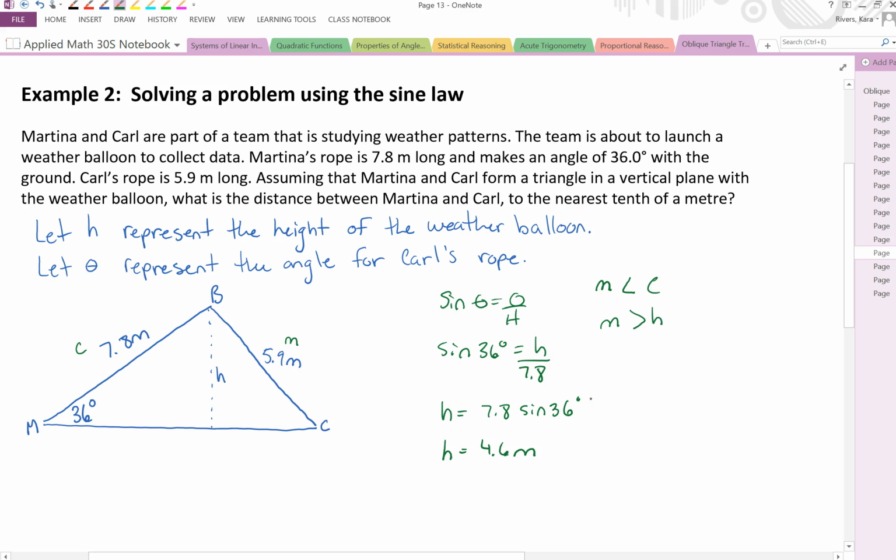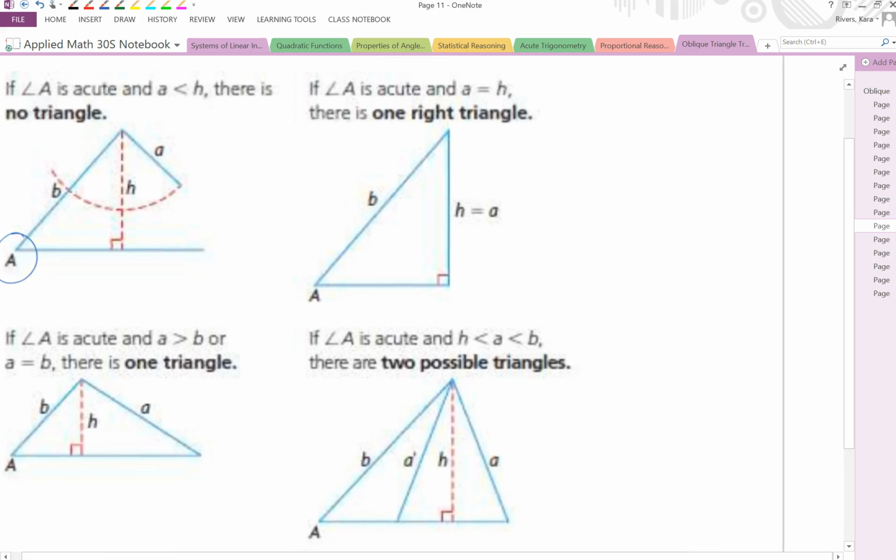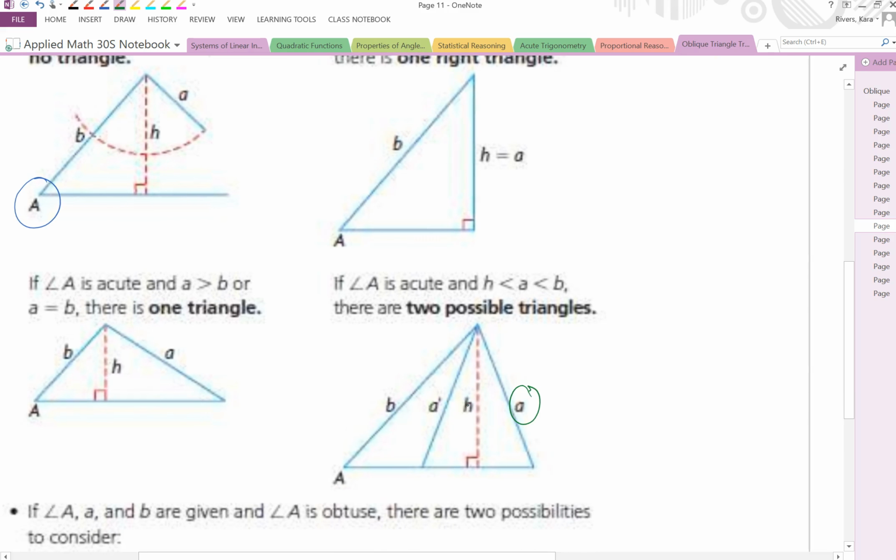Well, this is the same situation we had for example 2. If we go back here, we've got this side is smaller than B, but bigger than H. In that case, we can have our A value sitting here, or it could swing around and be sitting here. So we know that Martina is sitting here, but Carl could be standing closer to Martina or further away with that same length of rope. So we're going to have to figure it out for both cases.